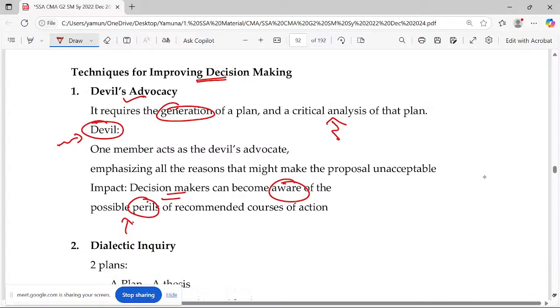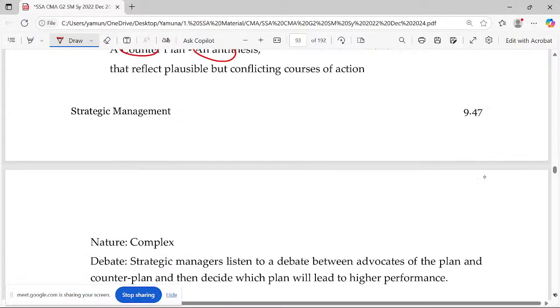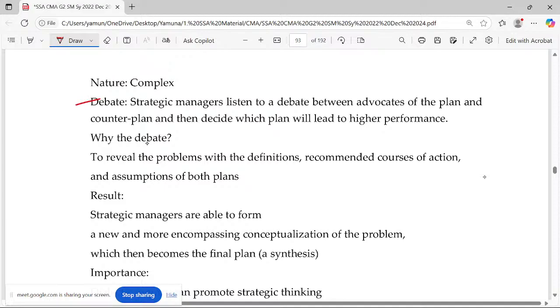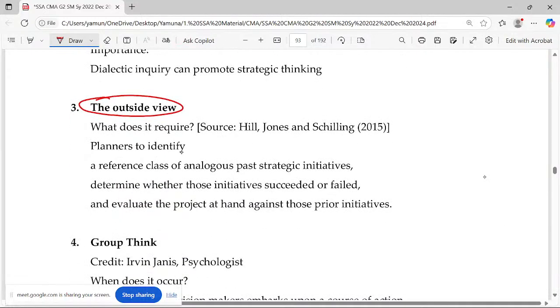Second is dialectic inquiry, which means it will be done as two plans. A plan, which is called a thesis. If that's not working out, there is an antithesis, which is the counter plan. If this is not working out, or if it is creating some conflicting actions, then we'll go for plan B. So plan A and plan B. That's about dialectic inquiry. They'll create a debate: why this is working, why this is not working, what the assumptions of both plans are, and how you can go for the final plan. We'll take a completely third party, outsider view, who will identify what strategic initiatives we can take and so on.